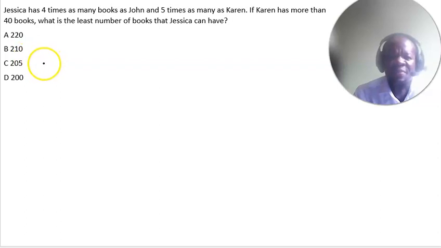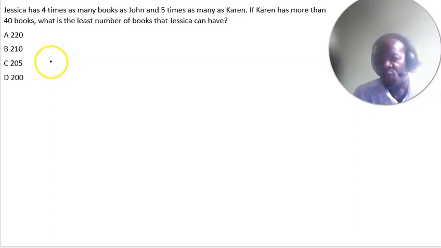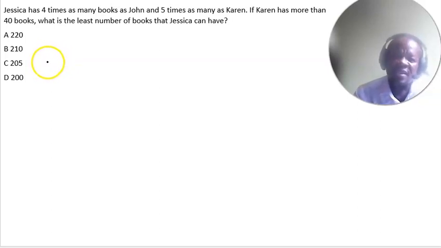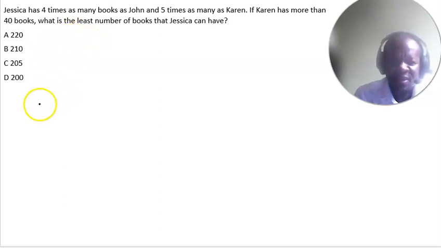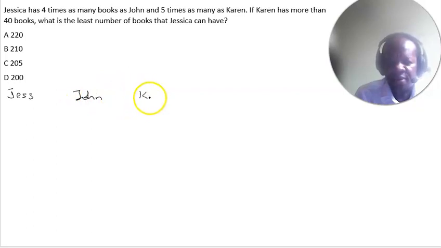So let's start. Now, when you are doing it, three stages are involved. You need to understand the question first, then the next stage, you translate, and then the last stage, you solve. If there's a problem with any of these stages, you will not arrive at the correct answer. So let's take the three stages one by one in this case. So let's just say we have Jessica. Jessica here is Jess. There's another name there. We have John. Let's say this is John. So let's say this is Karen.